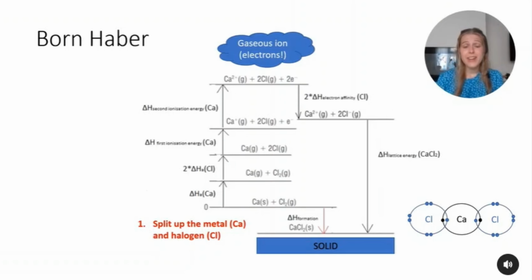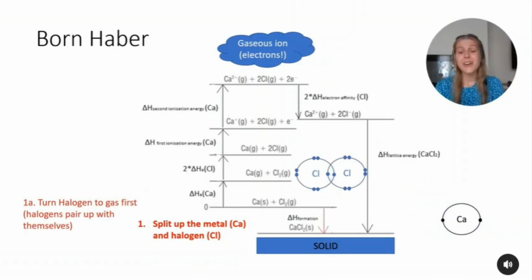So I've broken down the process into steps. Working from the bottom, step 1 is the formation, but we're actually in the reverse of that. The first step is we're going to split up the calcium from the chlorine, so the metal from the halogen. So it is actually the halogen that turns to a gas first.